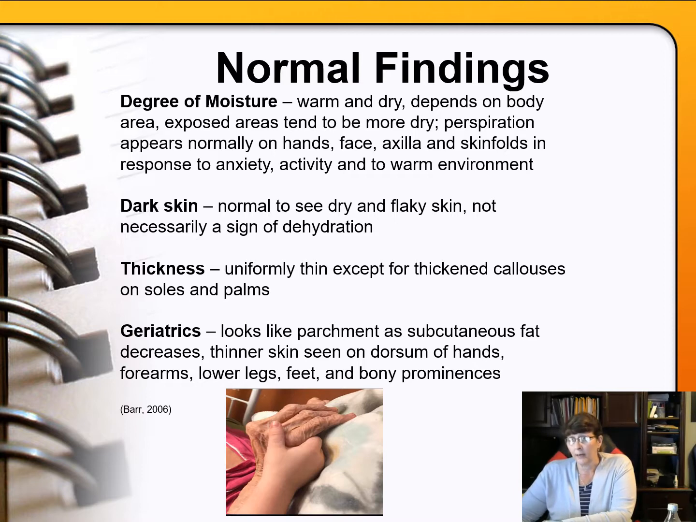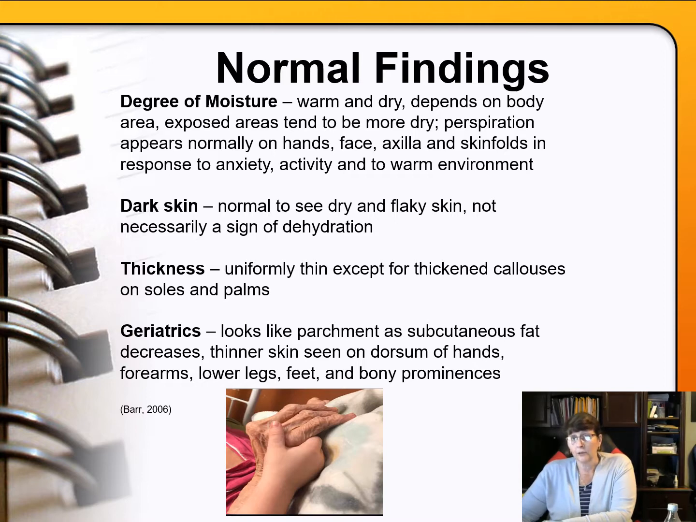So here we're going to look for the degree of moisture. It should be warm and dry. Depending upon the body area, exposed areas tend to be a little bit more dry. Perspiration appears normally on the hands, face, axilla, and skin folds in response to anxiety, activity, and to the warm environment. Dark skin, normally you see dry, flaky skin, not necessarily a sign of dehydration. I'm very well hydrated and my skin is always dry.